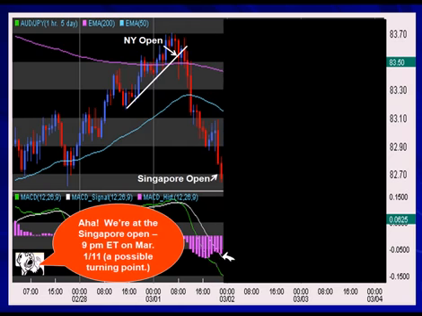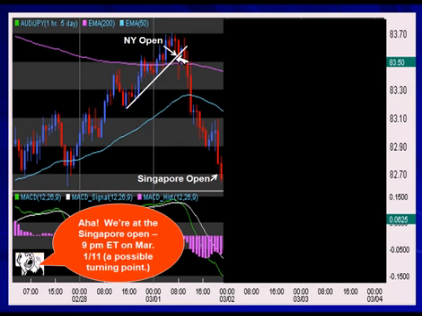Alright, interesting. We're now at the Singapore Open, Tuesday, March the 1st, 9 p.m. Eastern Time. We got in here just after the New York Open. Now we're at the Singapore Open, that evening, 9 p.m. Eastern Time. There's the spinning top. So we're looking for a turn in the market upwards. The New York Open and Singapore Open times offer good swing trades.